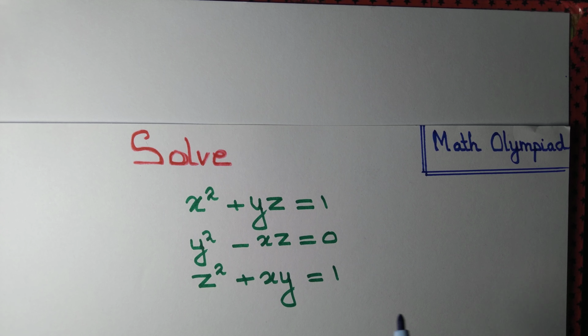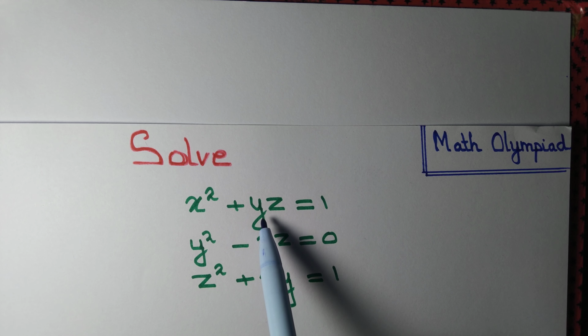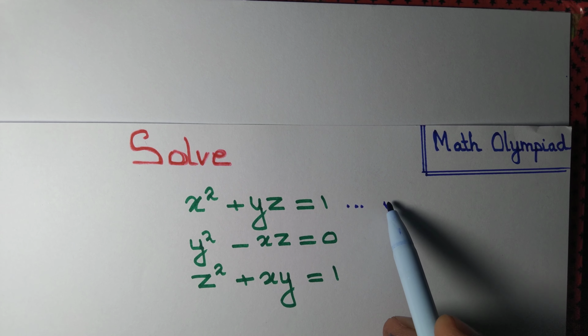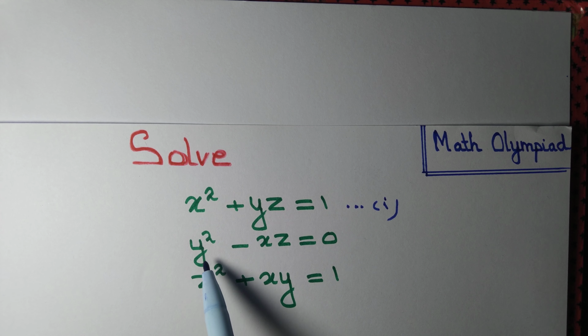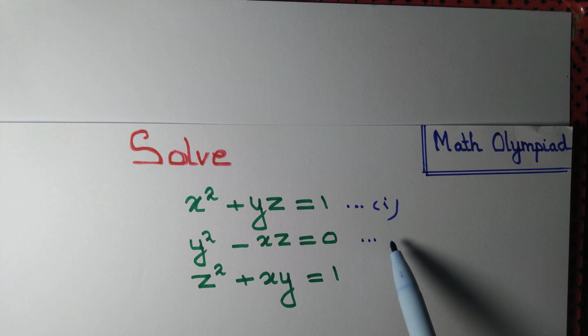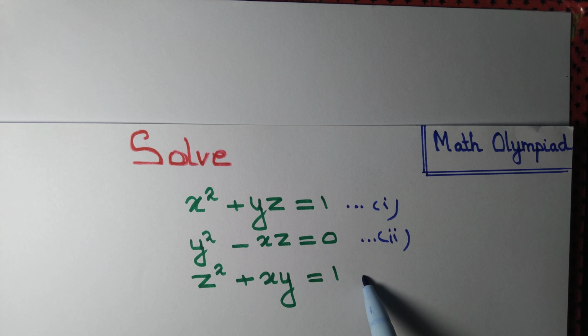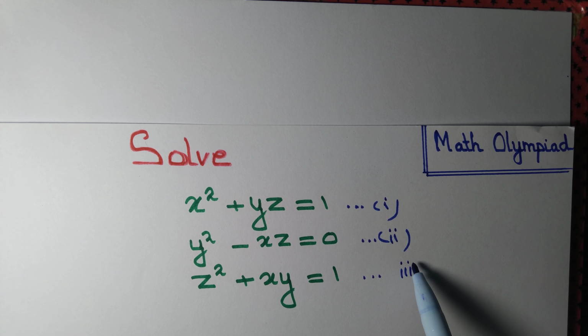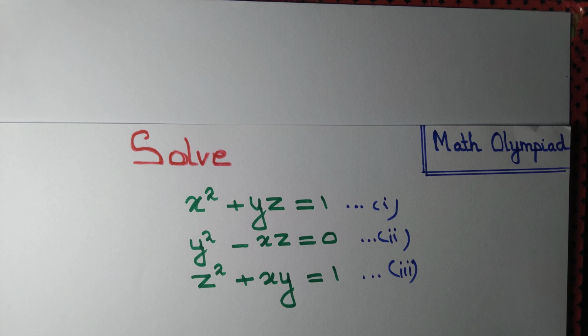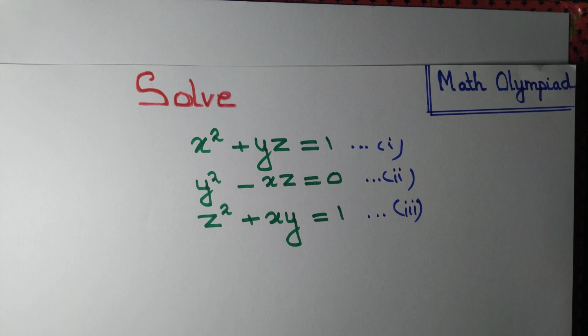Let us solve the system of equations: x square plus yz equal to 1, y square minus xz equal to 2, and z square plus xy equal to 1. So we have three different equations that need to be solved simultaneously.